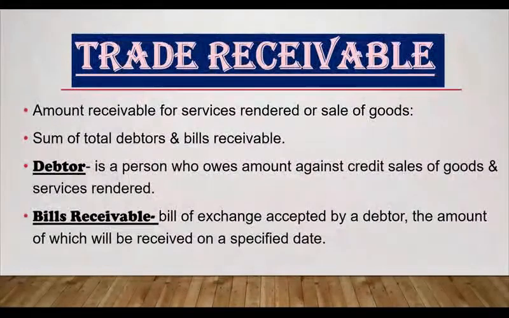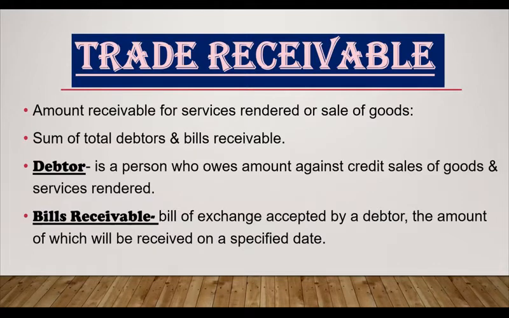Who are the debtors for the business? A debtor is a person who owes an amount against the credit sale of goods or services rendered. So the business is providing the service or selling the goods to the customer, and the customer is not paying the amount to us. So the amount which is to be received from that person, they are called our debtors.